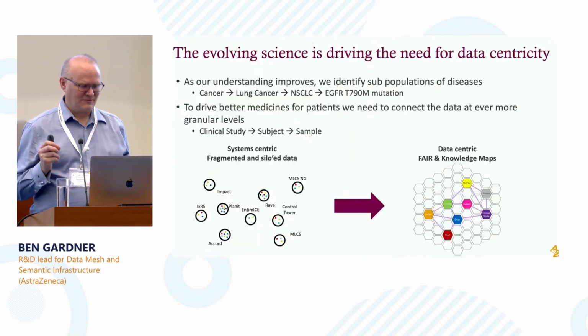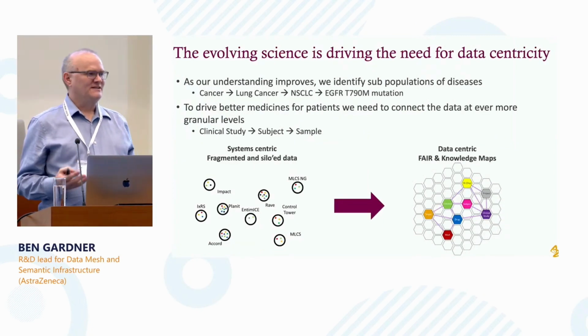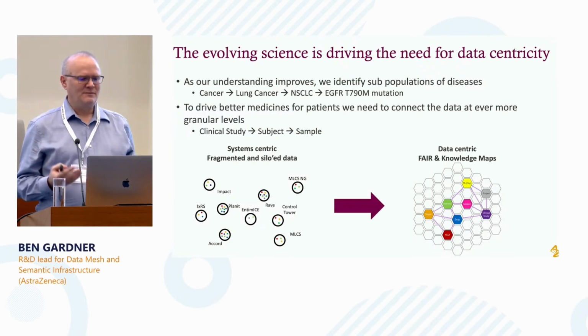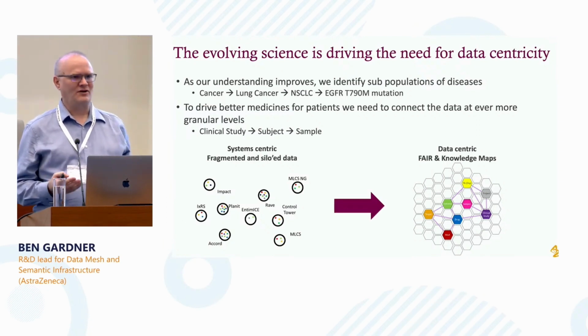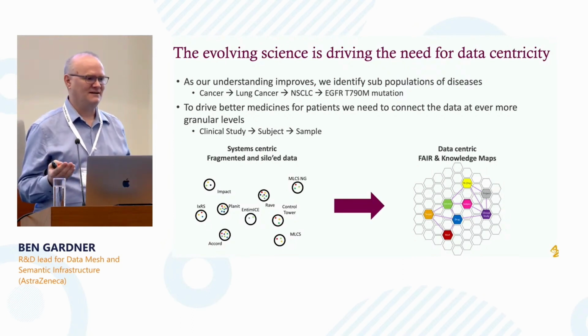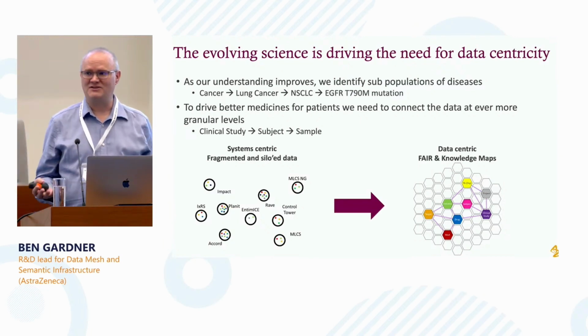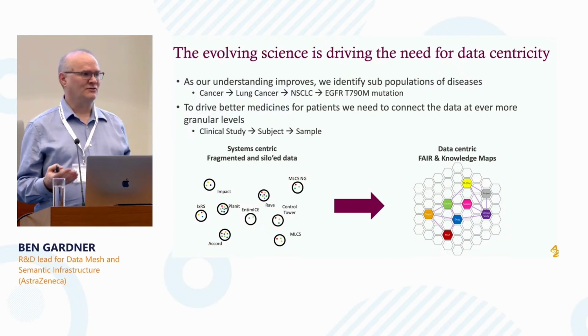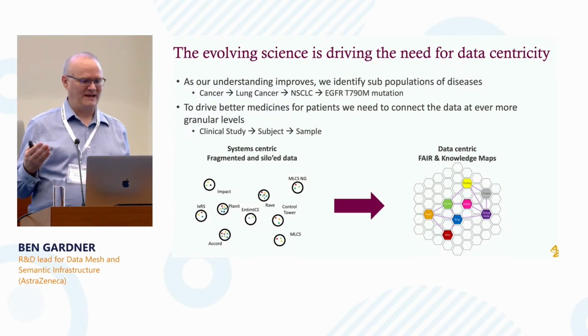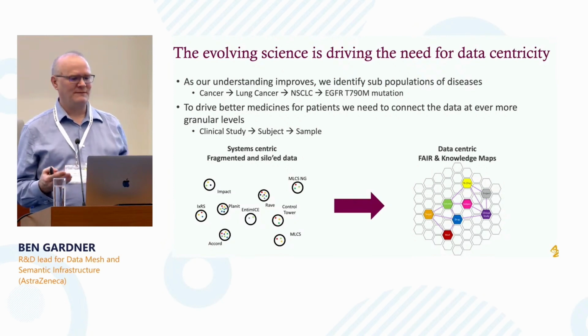So why are we doing this? We're doing this because the science is evolving and we're asking more and more granular questions of the populations of patients and looking at diseases in much more granular form. So we can take the example of cancer. Many years ago, we just talked about people having cancer. Now we talk about people having cancer of an organ. And then we started to talk about cancer of cell types and non-small cell lung cancer. And now we talk about the mutational profile of the cancer.